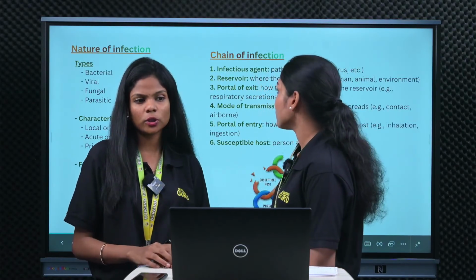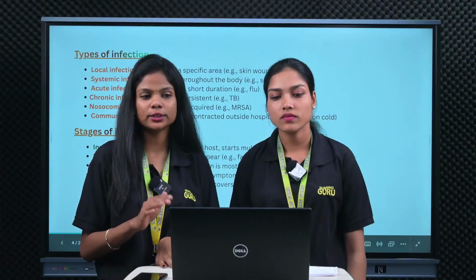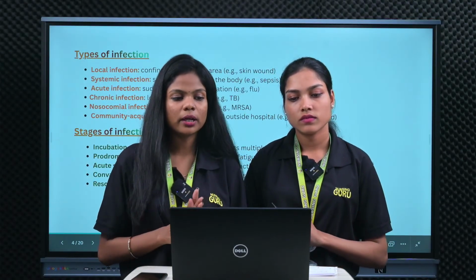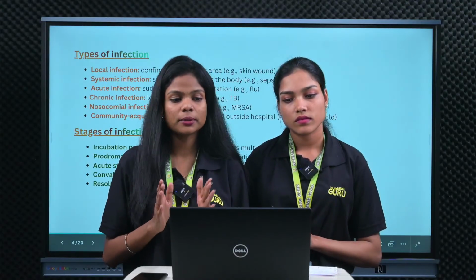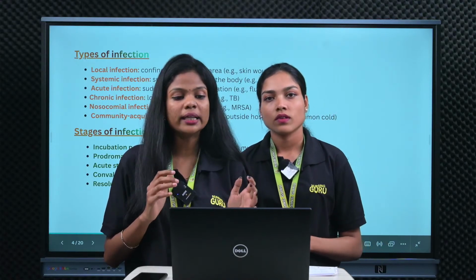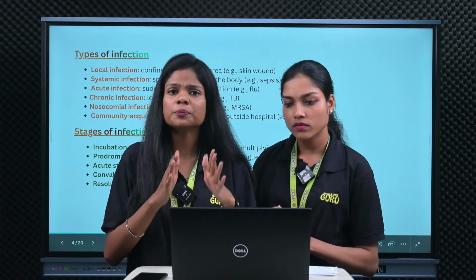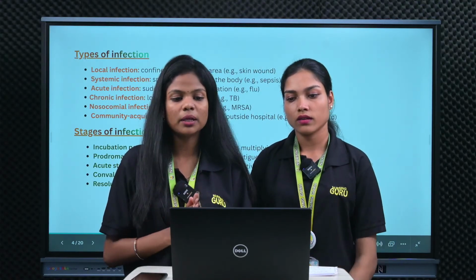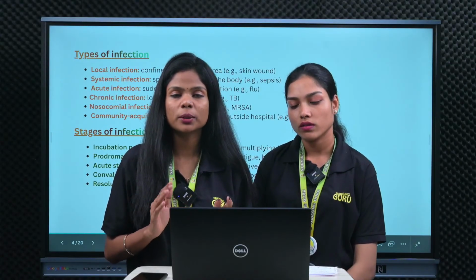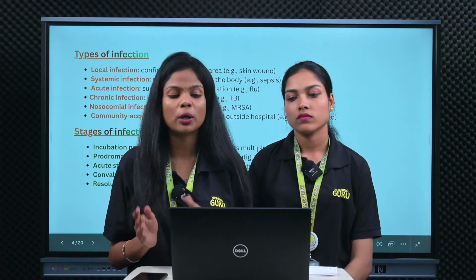So next topics are types of infection and stages of infection. First one is types of infection. In that, first one, local infection. Local infection means confined to a specific area. The pathogen or bacteria only lives in a specific area or specific part of the body. Example, skin wounds. Second one, systemic infection. It means spread throughout the body. The infection will be spread throughout our body.